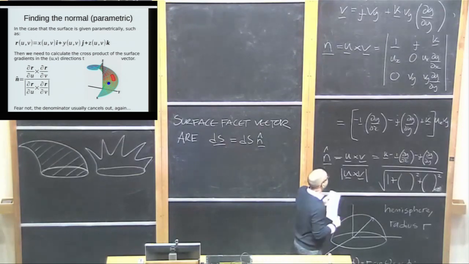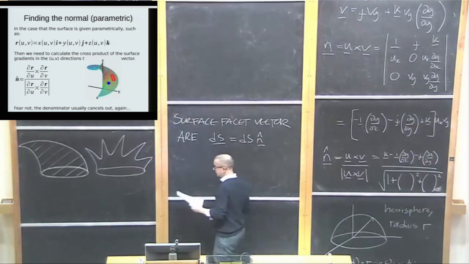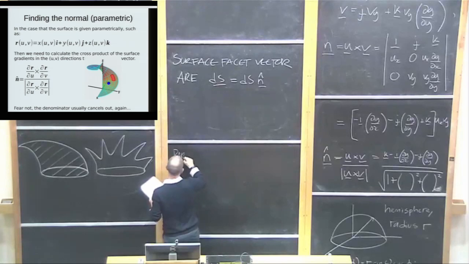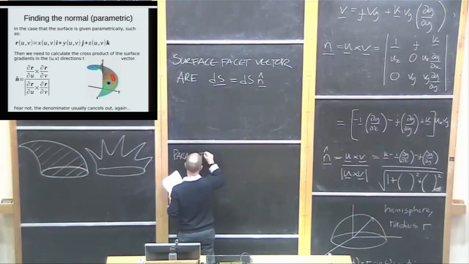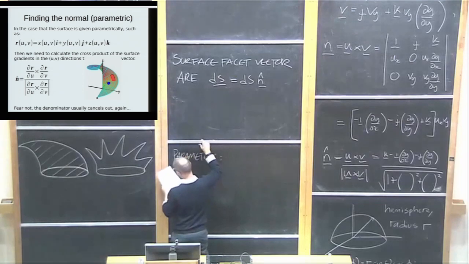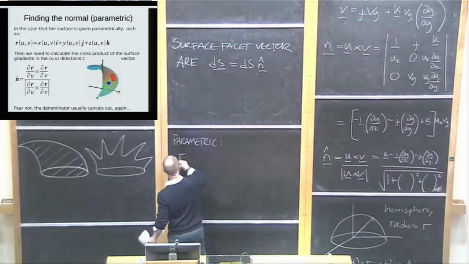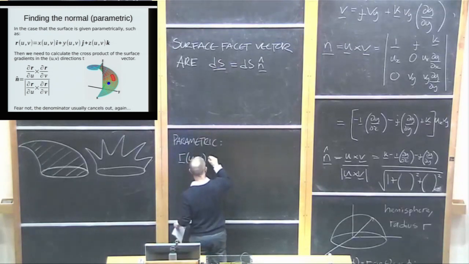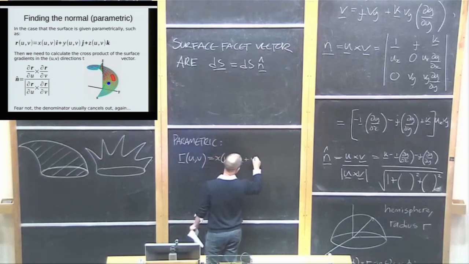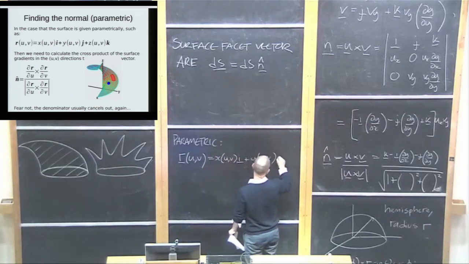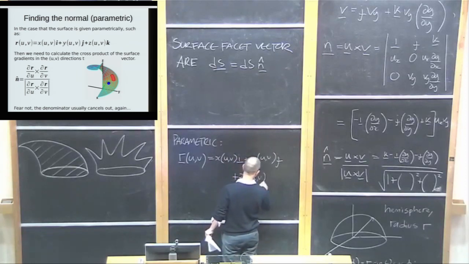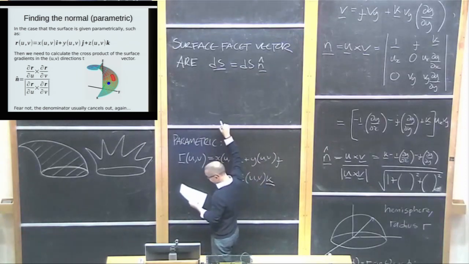In the case that our surface is given parametrically, then our position vector r will be some function of u and v, such that our x-coordinate will be a function of u and v, we don't know what it is. Our y-coordinate will be a function of u and v, we don't know what it is. And our z component will also be a function of u and v, and we don't know what that is either.